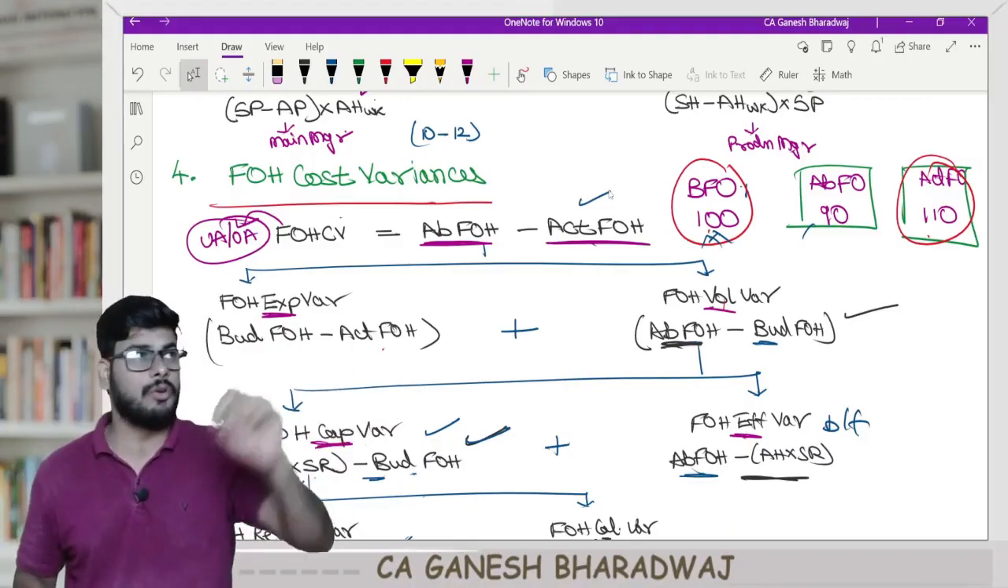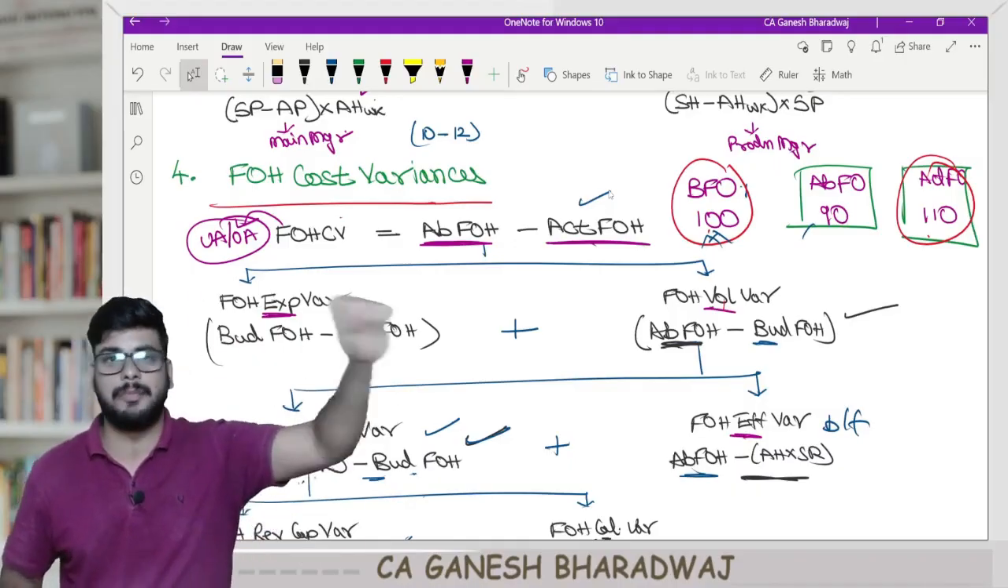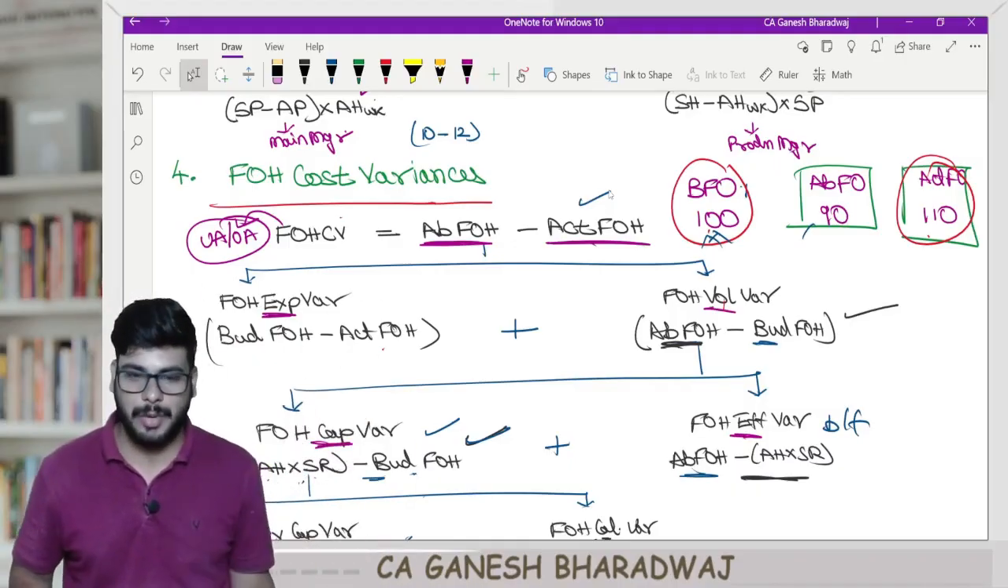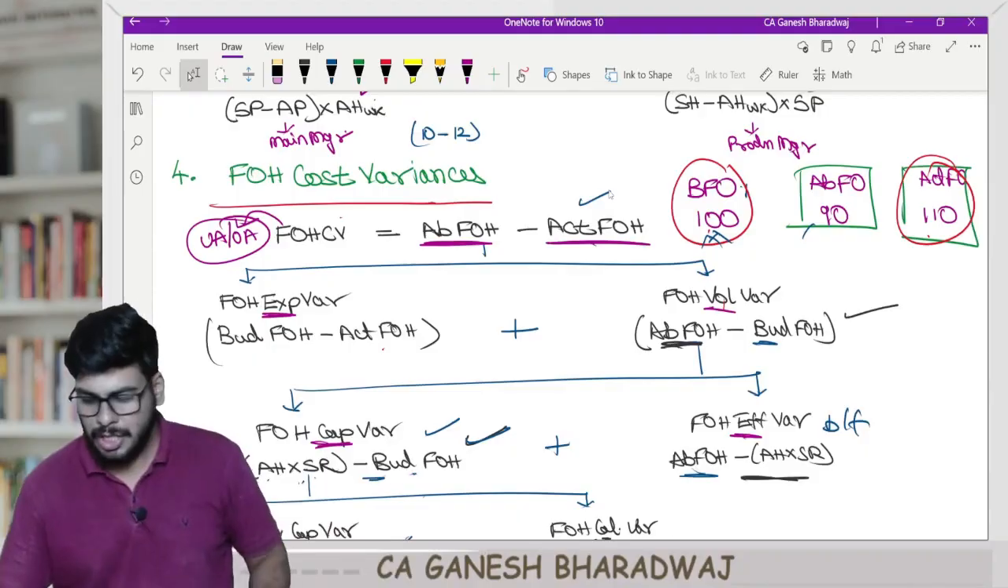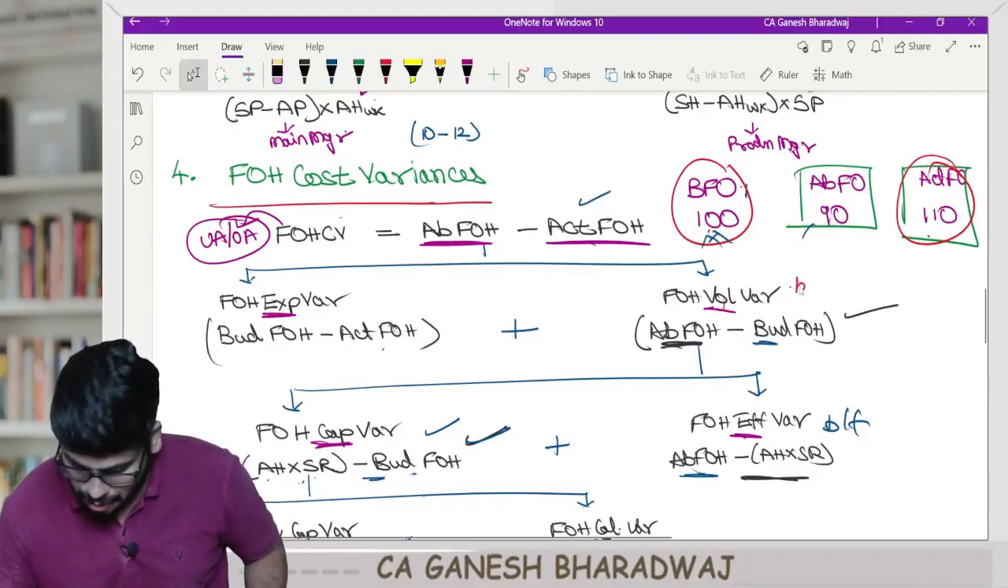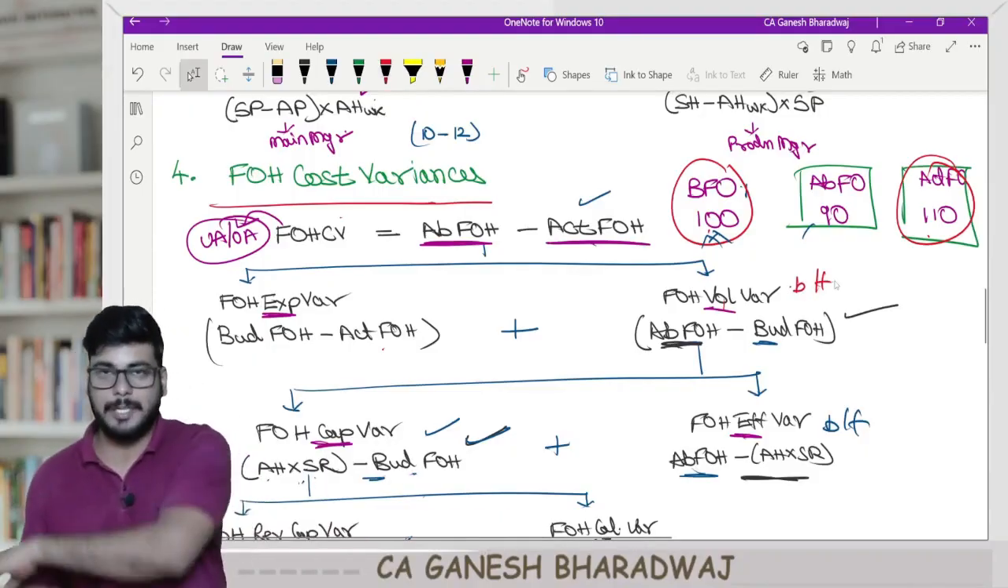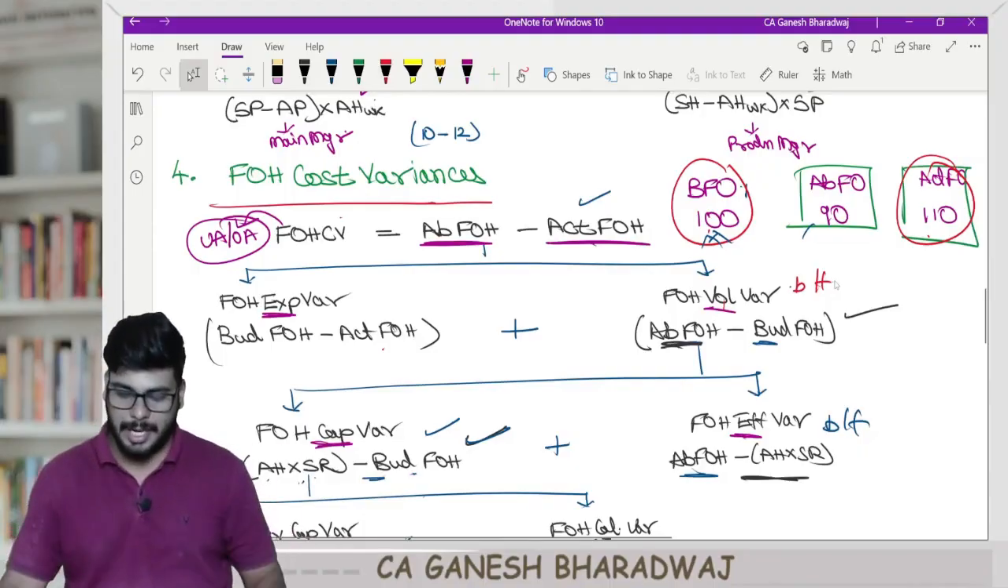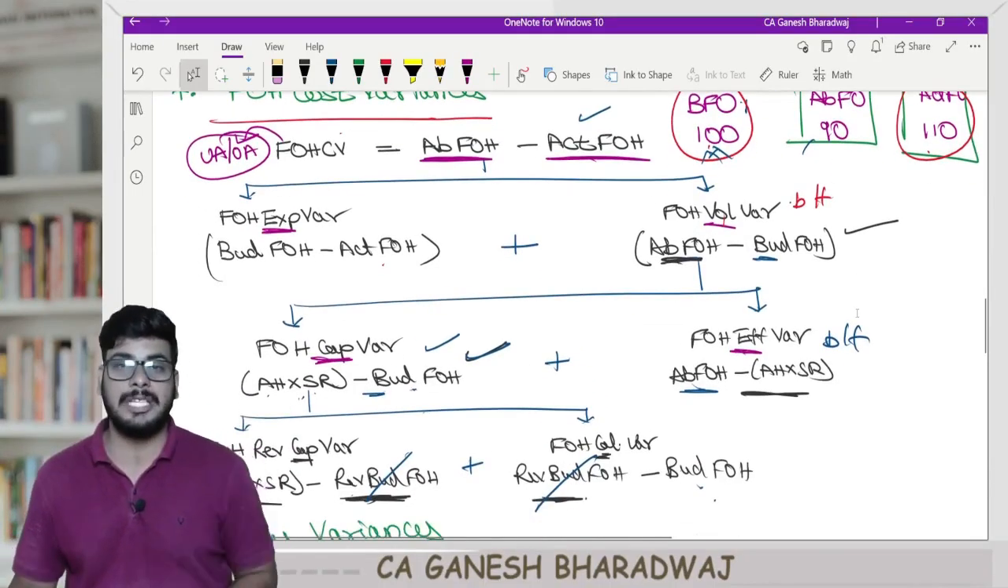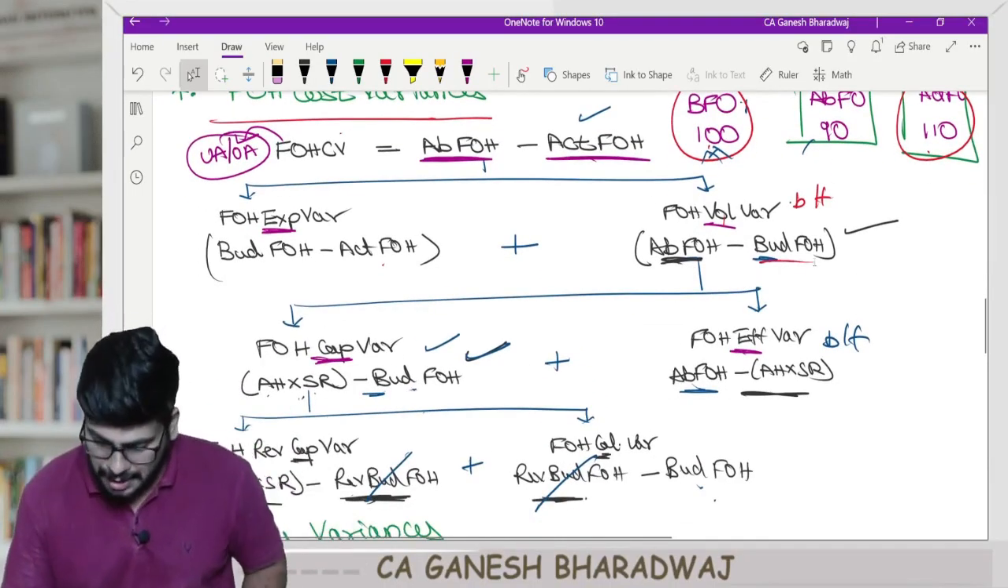Here the fixed overhead cost variance is what? Your absorbed minus actual. On the left side you have expenditure variance. It's going to be budget minus actual. So your volume variance is going to be your balancing figure. That's absorbed minus budget. Now volume variance segregates into two: capacity and efficiency. Capacity variance is AH into SR minus budgeted fixed overheads.